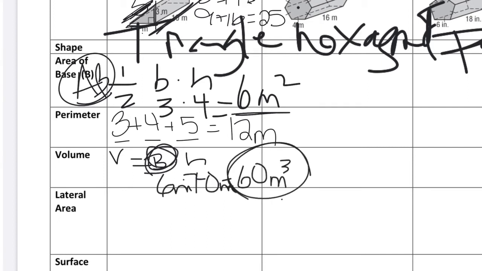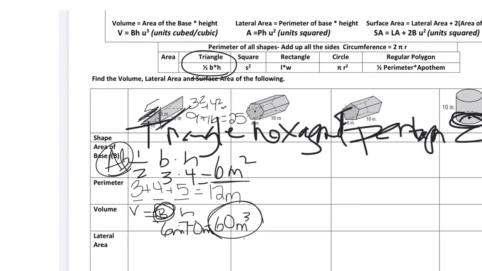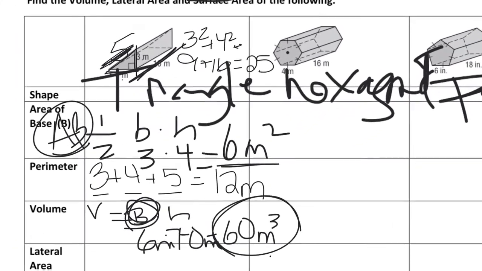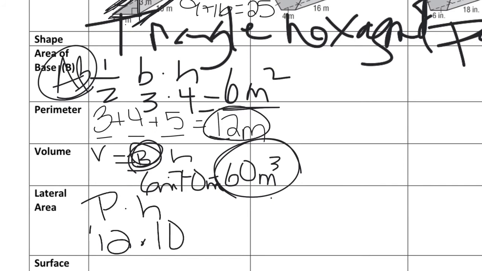My lateral area. Lateral area. We go back up to the formula. Lateral area is the perimeter times the height. So my perimeter we found was 12. Perimeter times height. So we have 12 times height is still 10. So that's 120 meters squared.